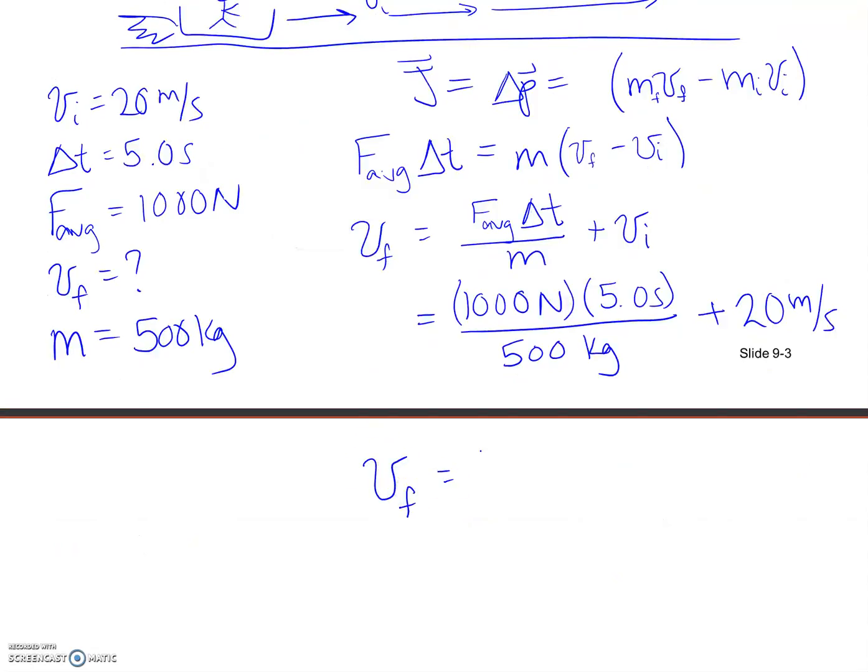So v final is, we can do this, 5,000 divided by 500 is 50 divided by 5 is 10, right? Yeah, 10 plus 20. 10 plus 20 is 30.